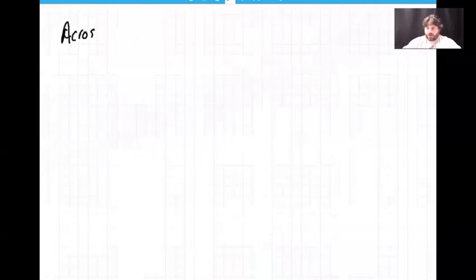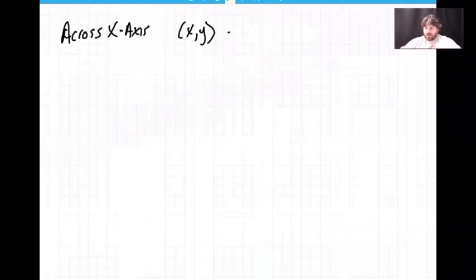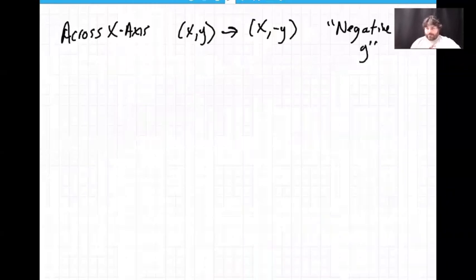So here we go. If we go across the x-axis, any coordinate (x, y) is going to move then to the coordinate (x, negative y). Any coordinate just changes to negative y. So we just changed the sign of the y value. Negative y.